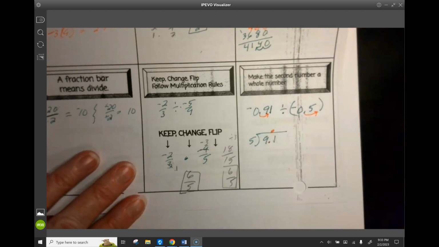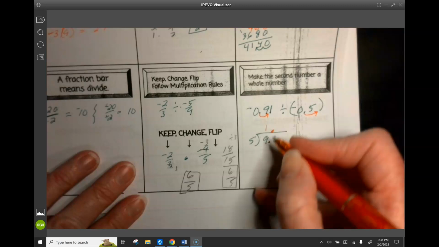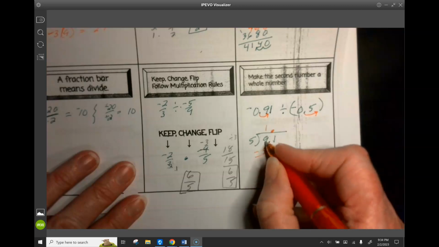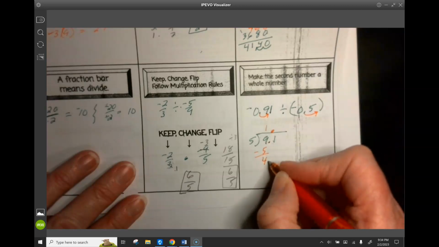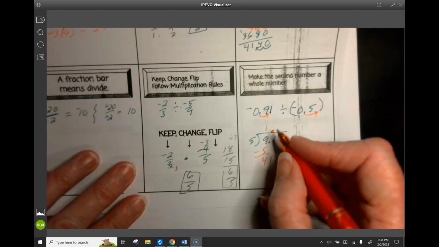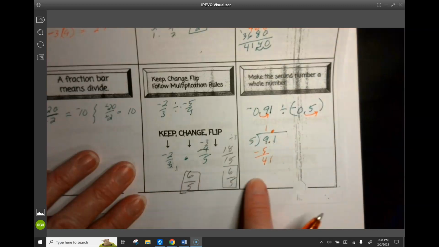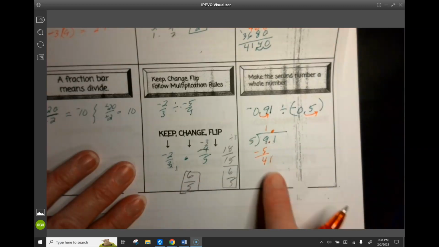5 goes into 9. How many times does 5 go into 9? Once, that's right. I'm going to subtract 9 minus 5, which is 4. Bring down the 1. How many times does 5 go into 41? 8. Now, if you don't know that, look on your multiplication chart, go across at 5, and find the thing that's closest to 41.